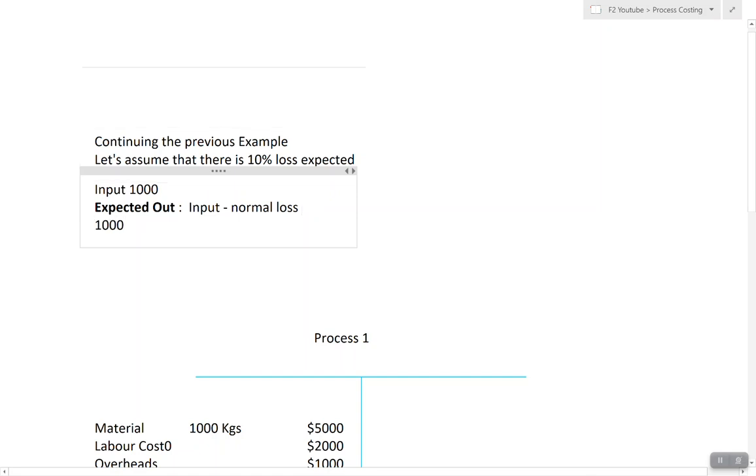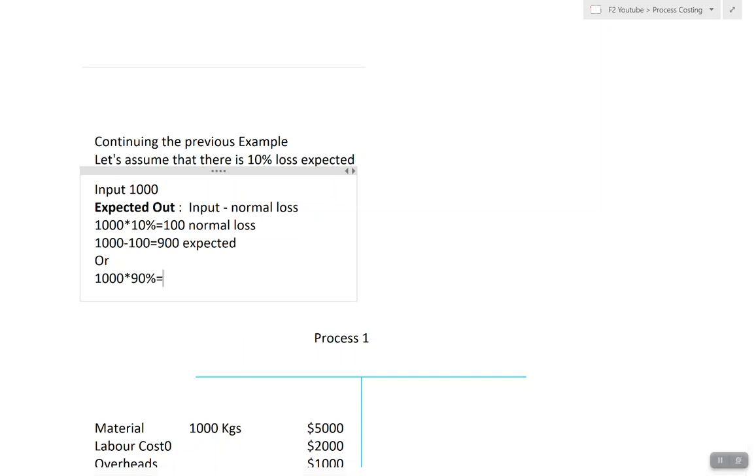In this example, our input is 1,000 multiplied by 10% loss, which becomes 100 normal loss. If I take 1,000 minus 100, that gives us 900 expected output. So if there is 10% loss in a production process, we would not expect all units to be okay. We would expect 900 units as output. Or you could quickly calculate it by taking 1,000 multiplied by 90%. Think of it like a discount. So we have 900 output.